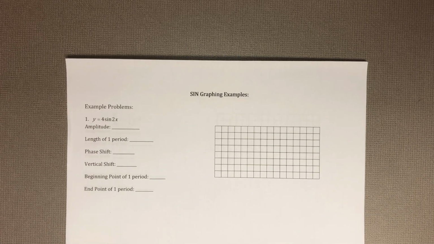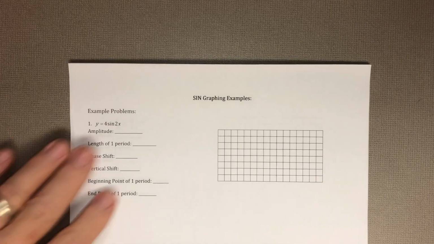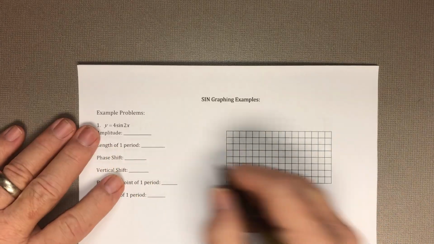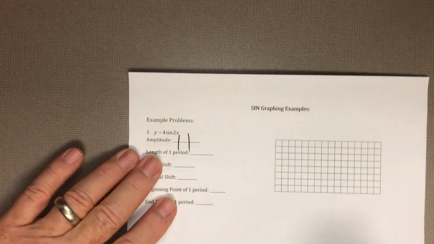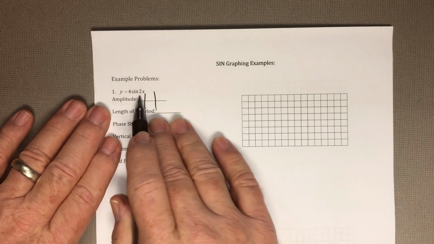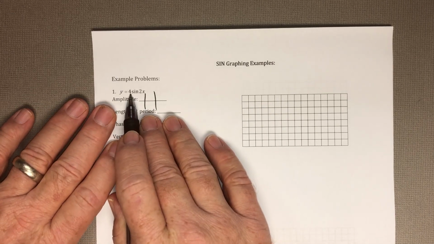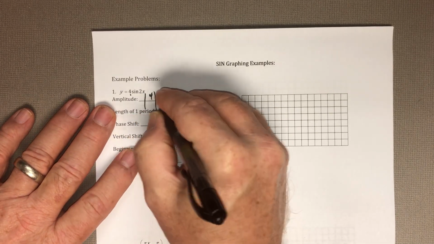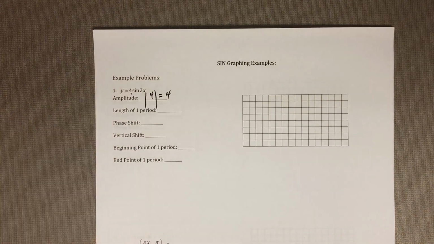Let's first of all find the amplitude. The amplitude is the absolute value of A. If we look at this equation, A is the number in front of that sine, 4, so the amplitude is 4.